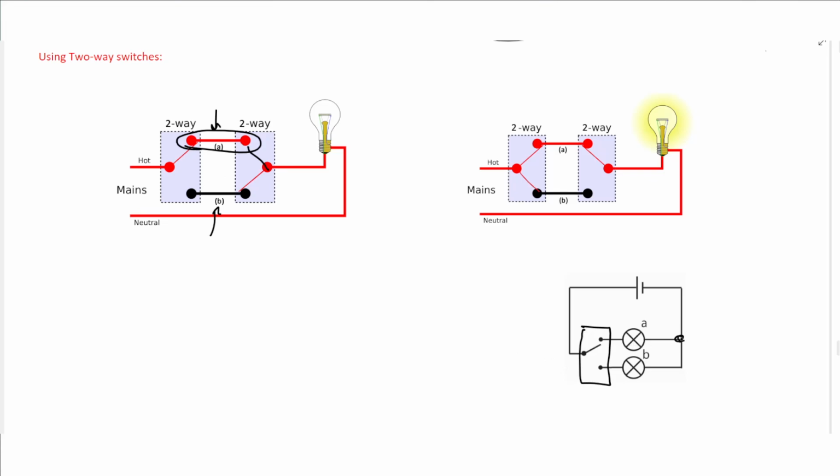So you must have a parallel connection, and the other connection is not a branch, it is a two-way switch. So the current will only flow through A or B. It cannot flow through both lamps.